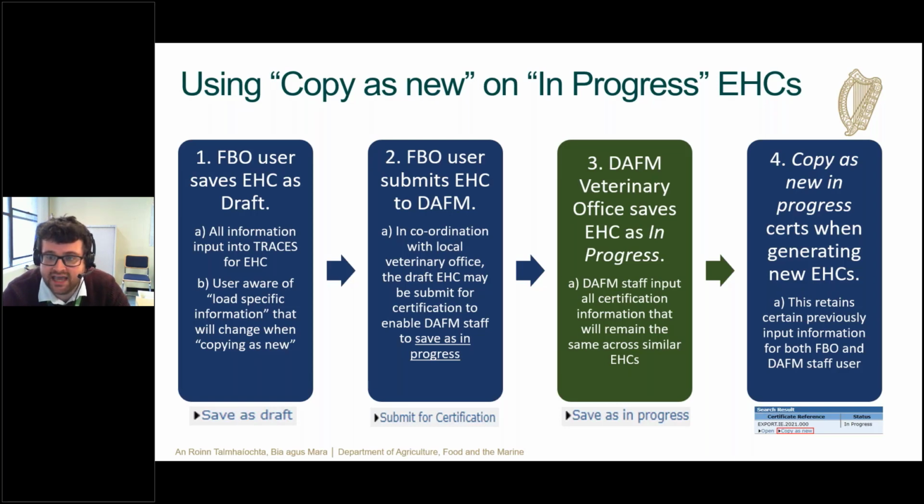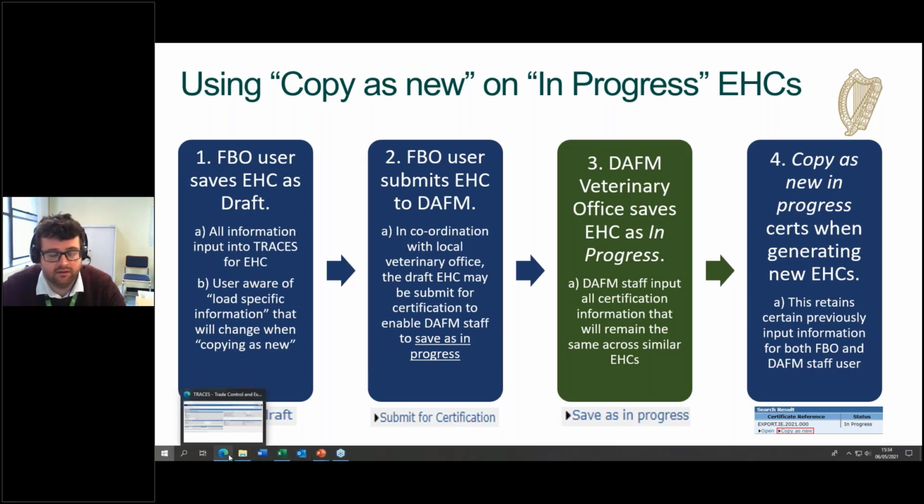And then you, as the FBO user, when you get notified that the veterinary office has done that, you can then, when you're generating the cert on October the 1st for export, copy as new that in progress cert. It will retain the information that you've input, barring those few items that are removed and must be input. And for the veterinary office, it retains all of the information that's consistent across consignments. That is particularly useful to ensure that everyone's life is made easier in advance of October the 1st.